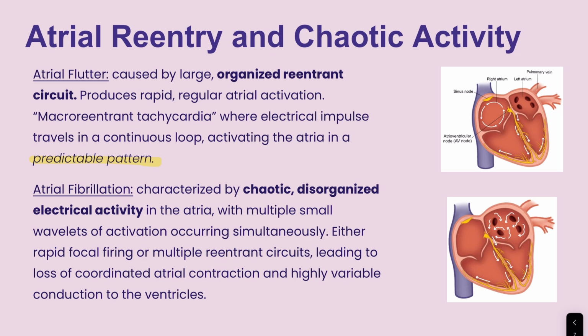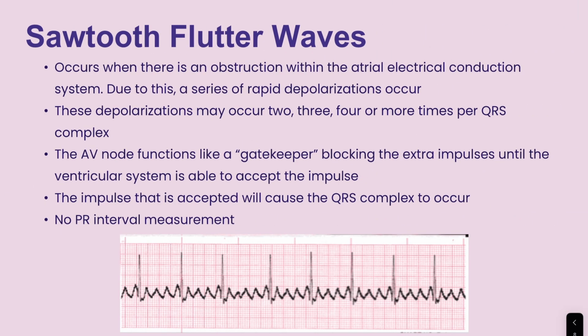Versus atrial fibrillation, you've got to think about a kindergarten class that was just given access to all the handbells in the school, and they're going absolutely bonkers. They're going all over the place. That's more of your atrial fibrillation. So fibrillation is more chaotic, more unorganized, not controlled, versus your flutter, which is very predictable, very organized. Let's look at some of the waveforms.